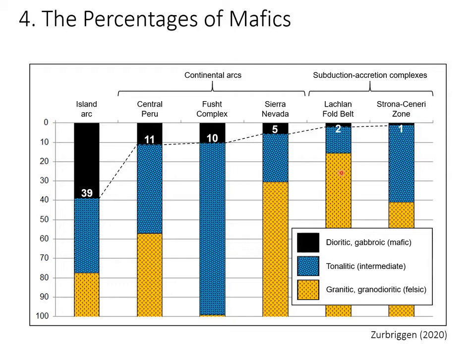A similar pattern can be observed in the Lachlan Fold belt. And that's something I think is typical for Peraluminous arc magmatism in subduction-accretion complexes, that the mafic end members are quite rare. In continental arcs, the mafic end members make about 5 to over 10% of the entire magmatic suites. And for sure, island arcs have an even bigger proportion of mafic end members.